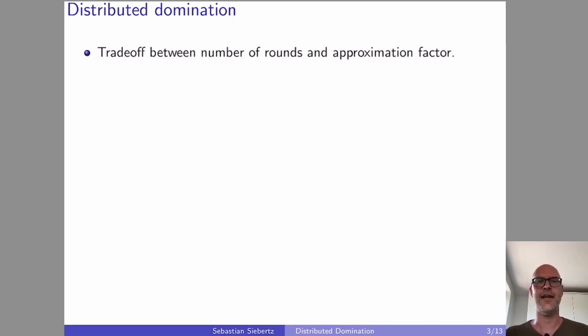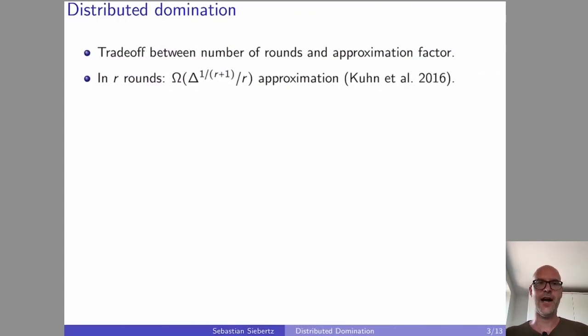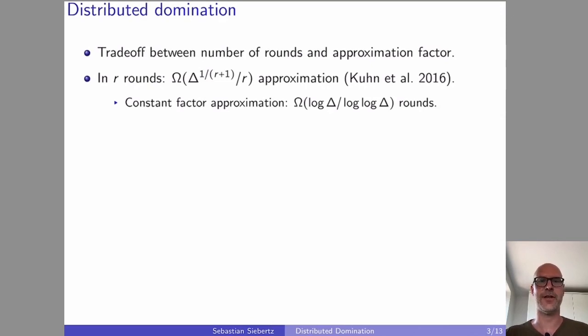On the other hand, if we don't want to invest any time in communication at all, every vertex could just say, I want to be in the dominating set. Hence, without any communication, we could compute a dominating set, but this is obviously very bad. So it is known that in r rounds we can compute at most an Omega of maximum degree to the 1 over r plus 1 over r approximation, which implies that to compute a constant factor approximation we need at least Omega of log delta over log log delta many rounds.